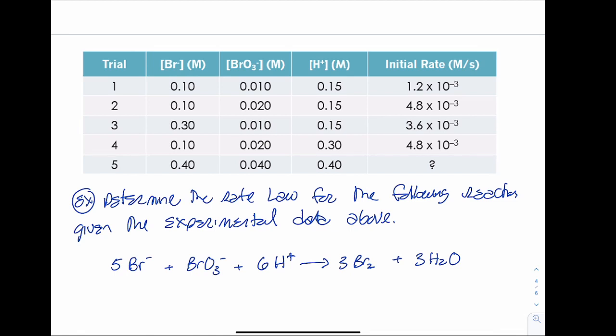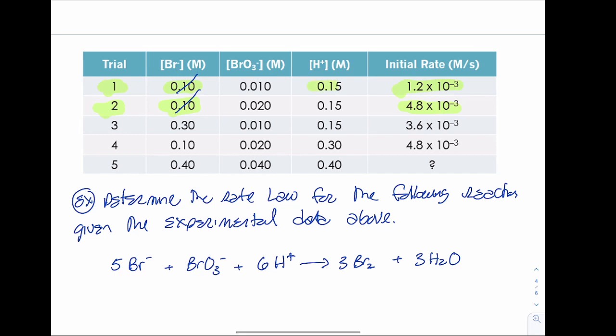I'm going to find 2 trials where only the concentration of one of my reactants is changing. If only one of them is being changed, then the rate change is due to that particular species. Hopefully that made some sense. So if I look at trial 1 and 2 here, the concentration of bromide is not changing. So this change in rate is not being affected by bromide because I'm not changing it.